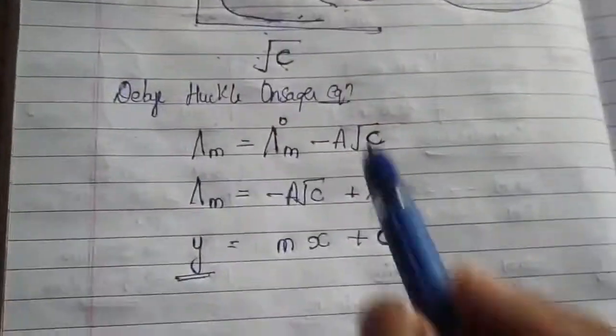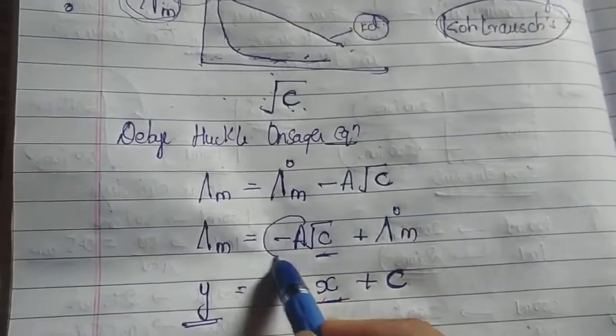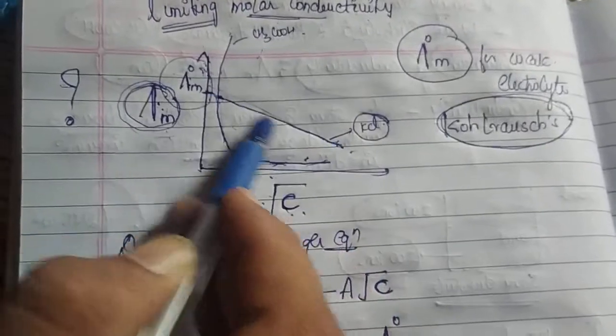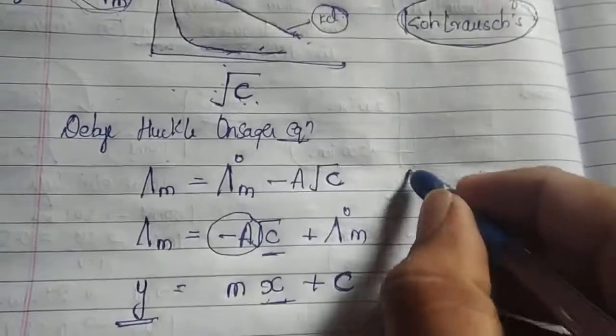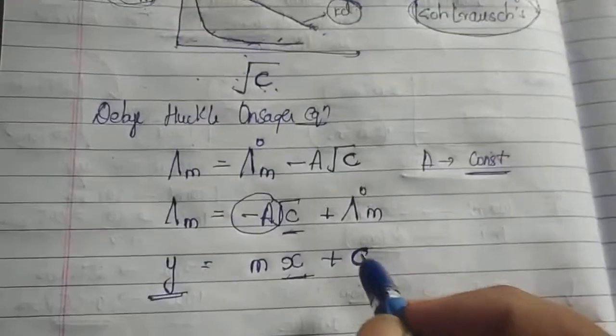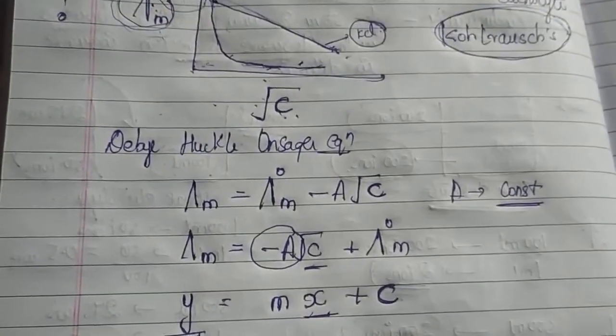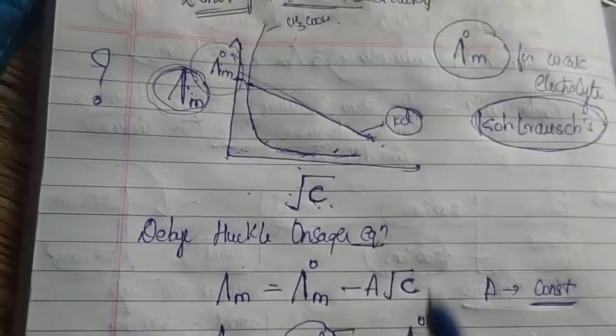So y is lambda m, and on the x axis we have root c. So the slope, we are getting a negative slope. Can you see? We are getting a negative slope. Yes or no? So the slope will give you A, where A is a constant, whereas c is your concentration, as you know. Whatever the intercept, y equals mx plus c, c is your intercept. So the intercept here is lambda naught m.